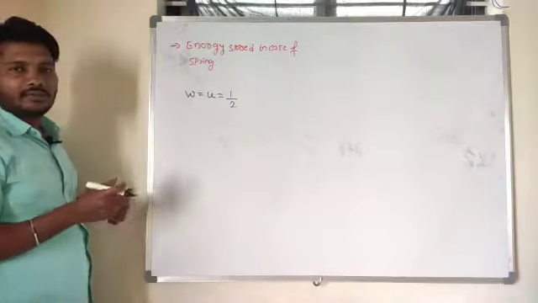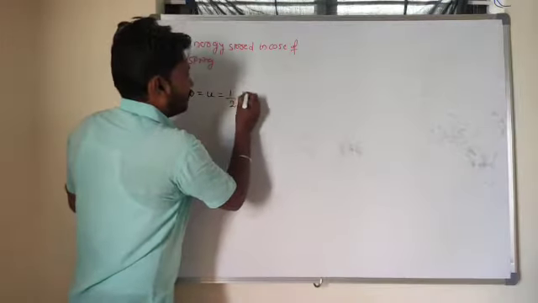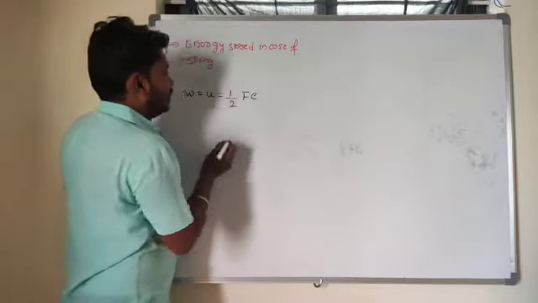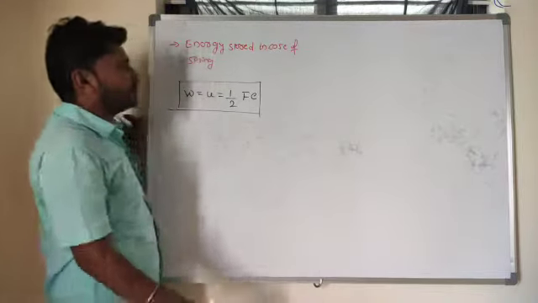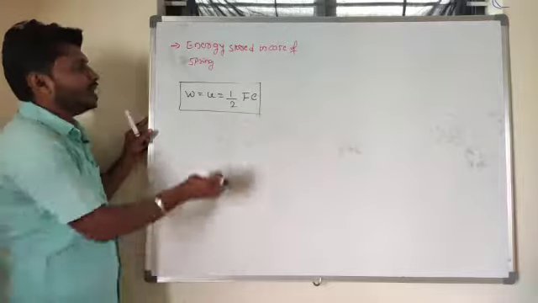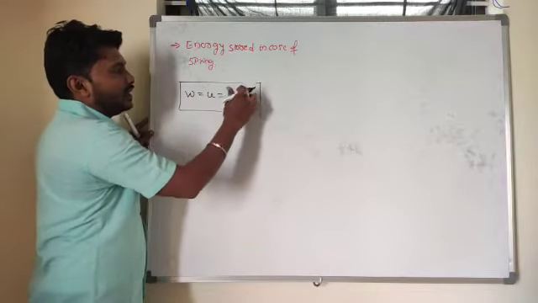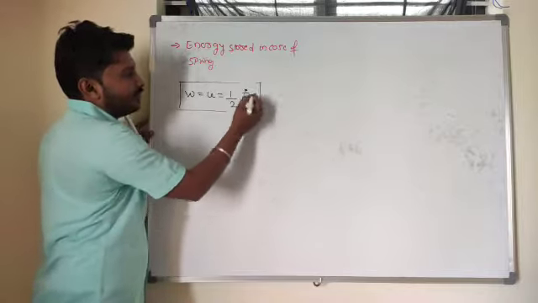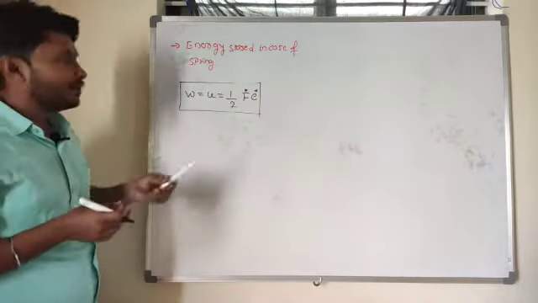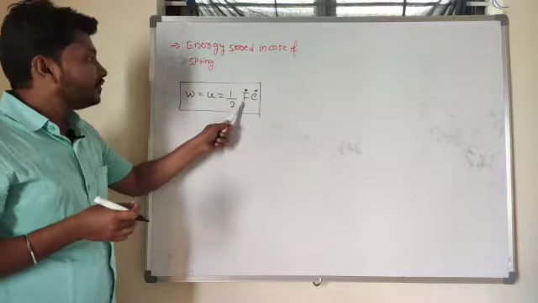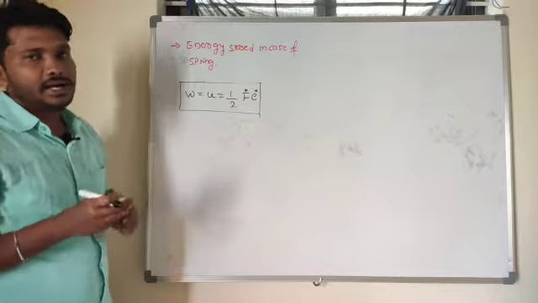So after deriving, we will get that expression: 1 by 2, or half of F into E. Look here. What will be the mathematical expression for the potential energy of a stretched spring? Half of F into E, where F represents the force and E represents the elongation, which we can also call delta L.